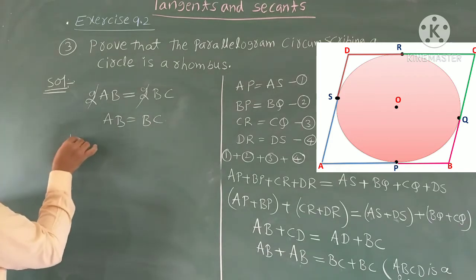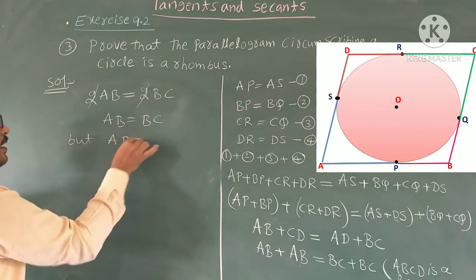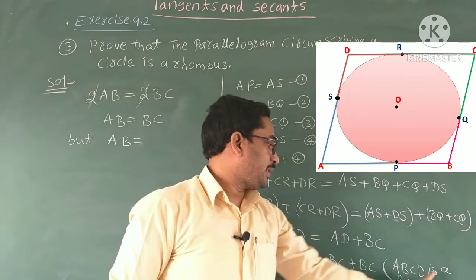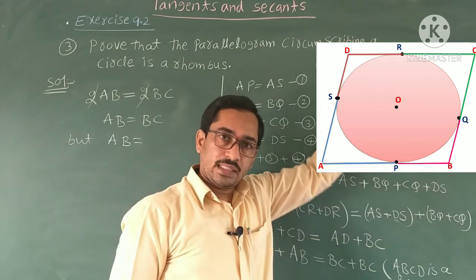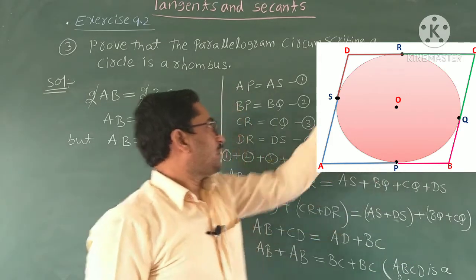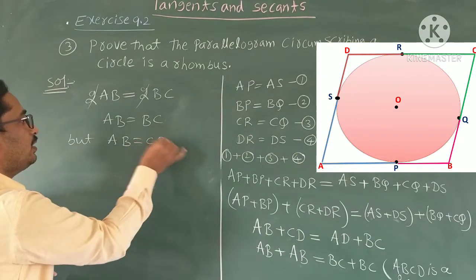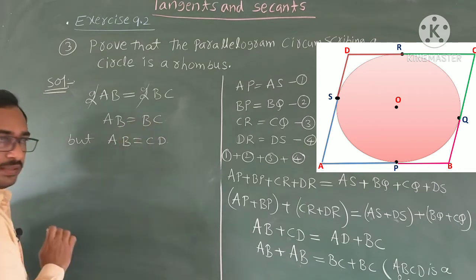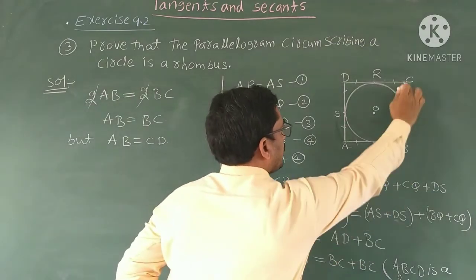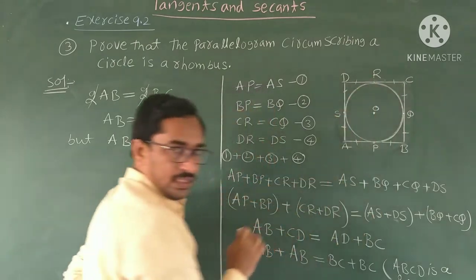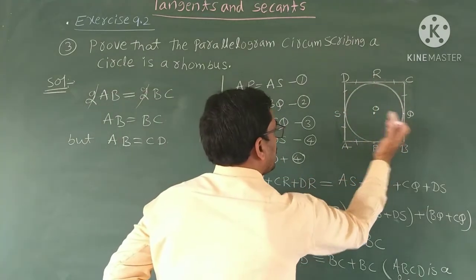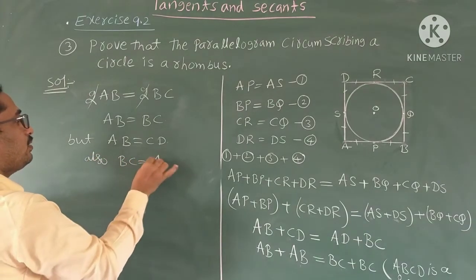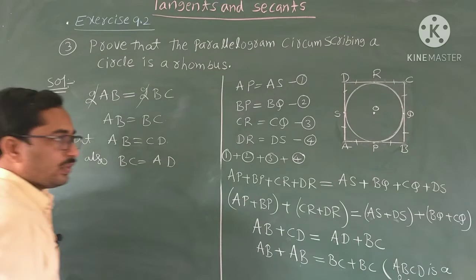But what is AB equal to? Already AB equals CD, for the same reason: ABCD is a parallelogram, its opposite sides are equal. So AB equals CD. Observe these equations: AB equals BC, AB equals CD, and also BC equals AD.